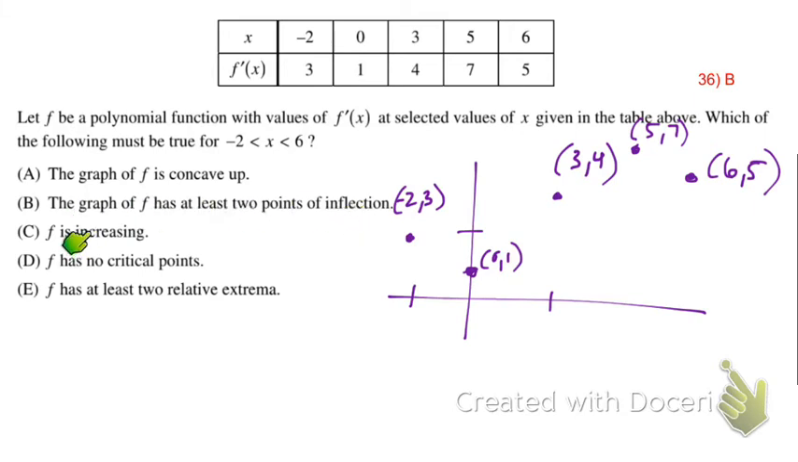The third one says f is increasing. Again, if I connect it in the most basic way, then you're right. f is increasing because it's always positive. But if I come back like this and decide to connect it like that, then there are negative pieces of the graph. So it doesn't always have to be increasing.